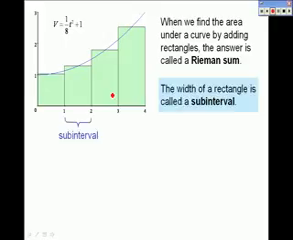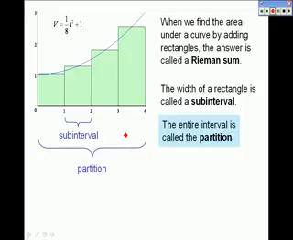The width of each rectangle is called a subinterval. You might remember that from our program that we would run on our calculator. The entire interval there is called the partition. And thinking about what might make that approximation better, kind of be pondering that in the back of your head. That's something that we've talked about a little bit.